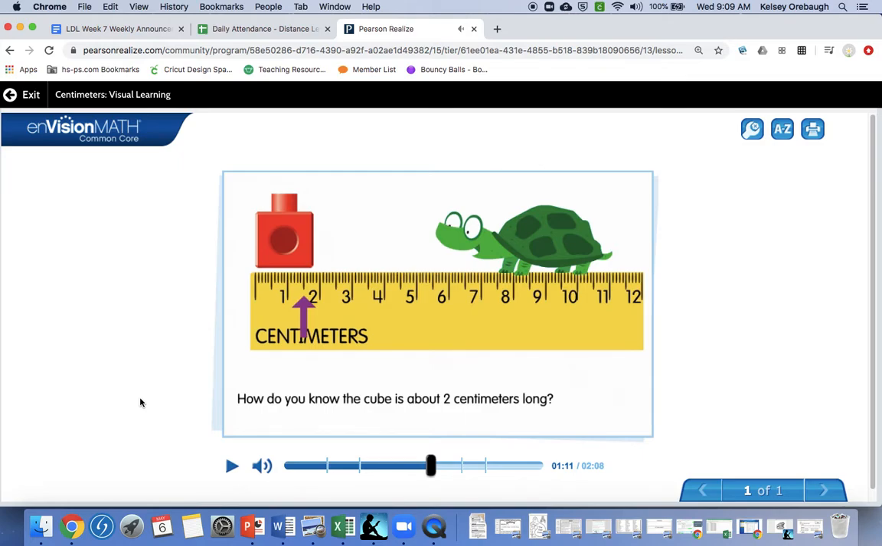Okay, so this is very similar to yesterday's process with measuring in inches. The only difference is that we are now using a different unit of measurement, which is centimeters, which are smaller than inches.